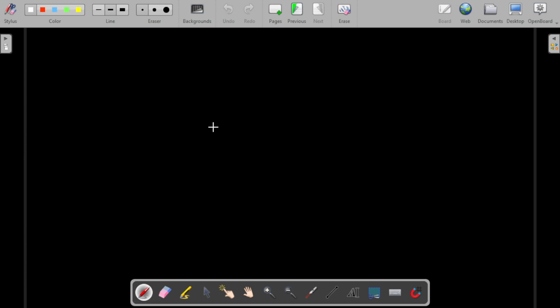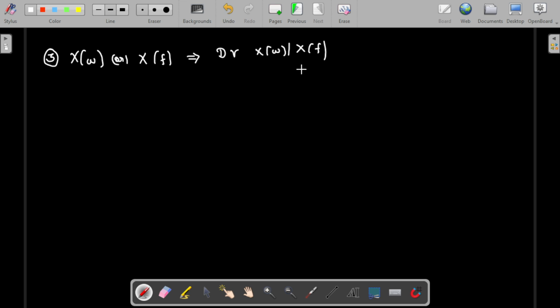So let us go to the third notation, which is nothing but X of omega. So here you see I use capital X. So even X of omega or X of f, both will resemble frequency, right? So here the dependent variable is nothing but X of omega or X of f. The independent variable will be omega or even f. Okay, so there is quite a difference between both the things.